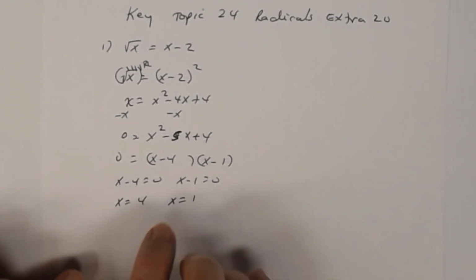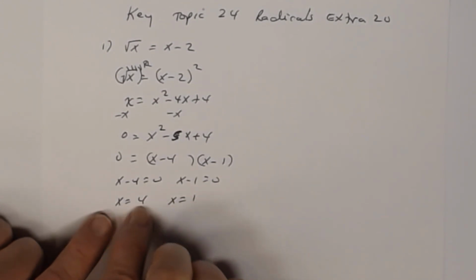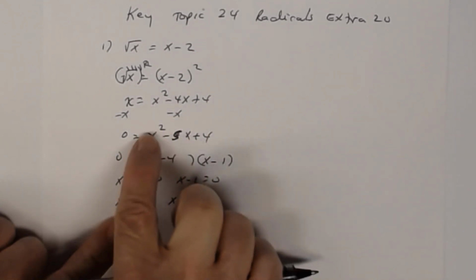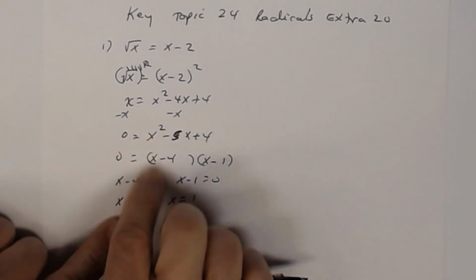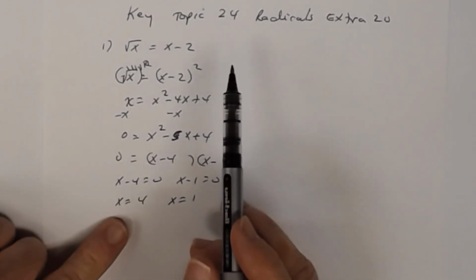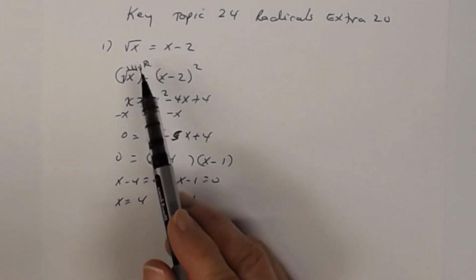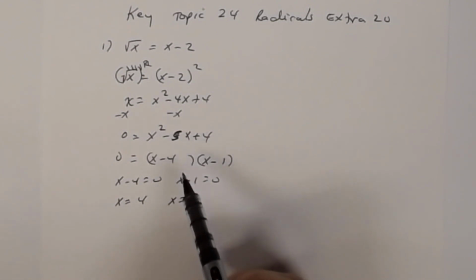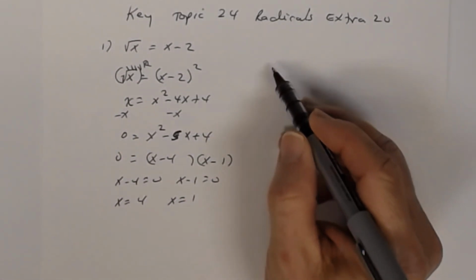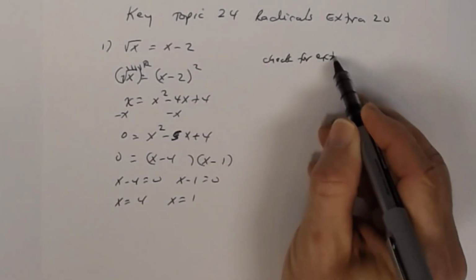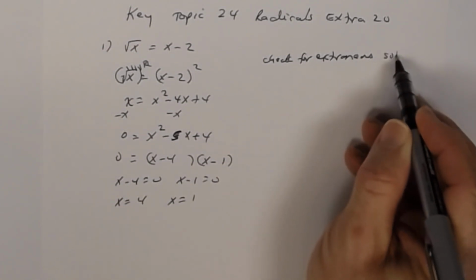Now we have to be careful. These may not be solutions. They are solutions to this quadratic equation, because if you substitute 4 and 1 into it, it works out. But they may not be solutions to the square root equation. Whenever you raise both sides of an equation to an even power, like 2, 4, 6, 8, 10, you may introduce extraneous roots, extraneous solutions. So you have to check for extraneous solutions.